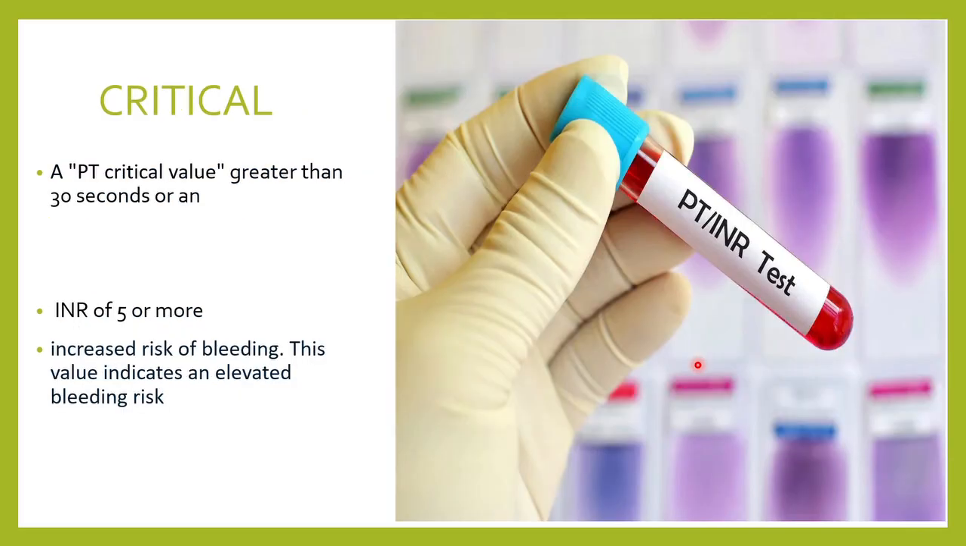If the PT is coming more than 30 seconds, where up to 14 seconds is normal, that means blood is taking a long time to clot. Clotting is not happening. The patient will be bleeding. There can be serious bleeding. He can bleed into the internal organs. There can be death also. So PT more than 30 seconds or INR more than 5 needs immediate hospitalization, and this has to be informed to the clinician. PT more than 30 and INR more than 5.